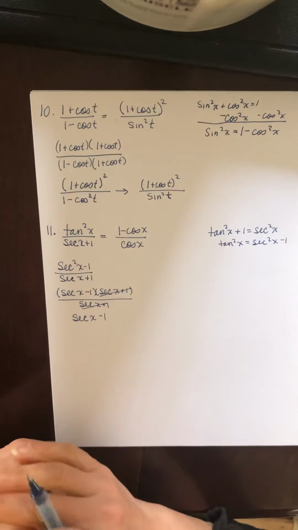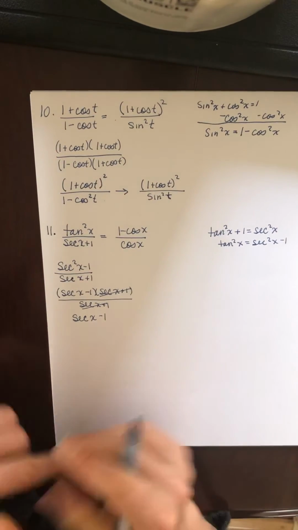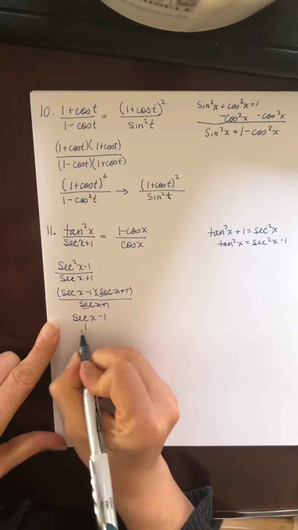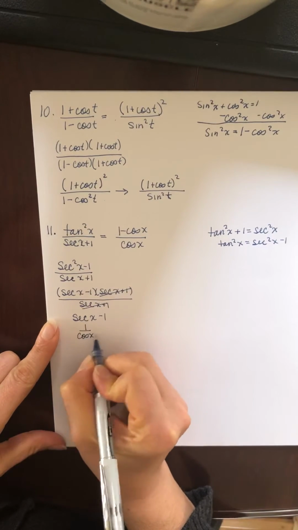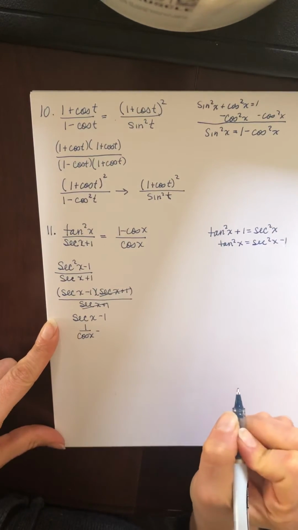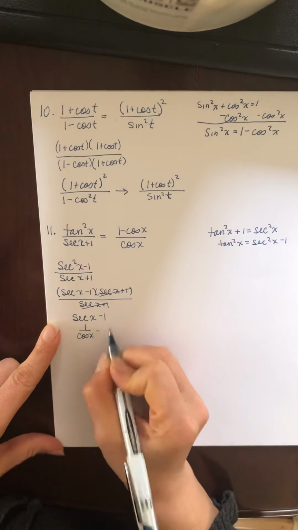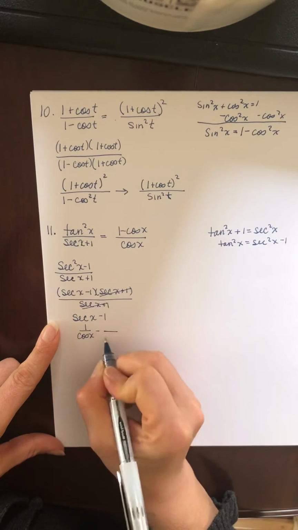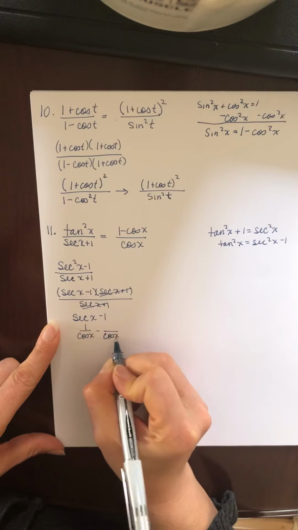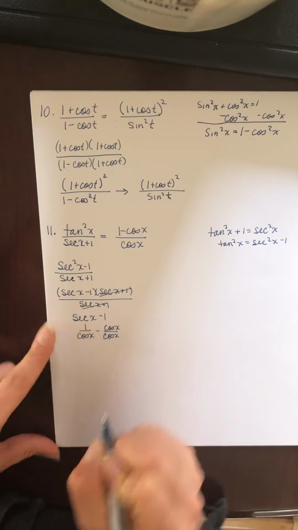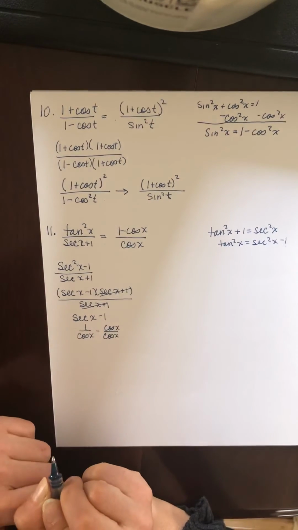How about now we turn it into sines and cosines? So I know secant is 1 over cosine. I know 1 is 1. But if I want to combine these things, they're going to have common denominators. So I'm going to write 1 as cosine over cosine. Still 1, just looks different.